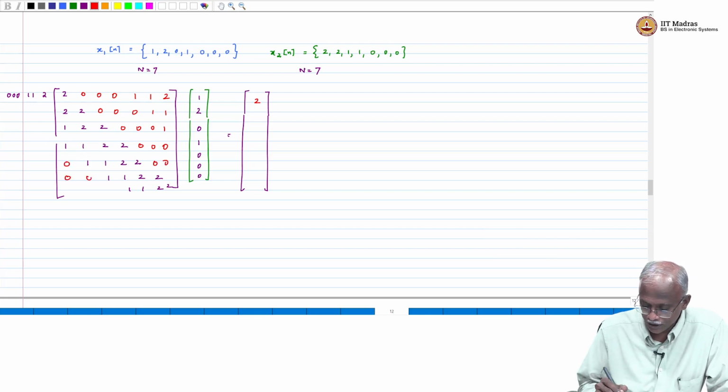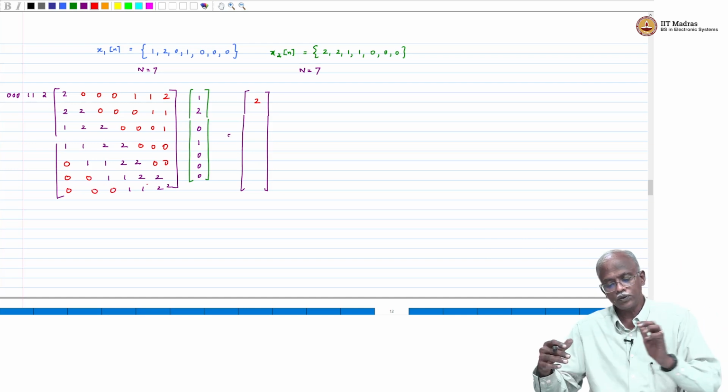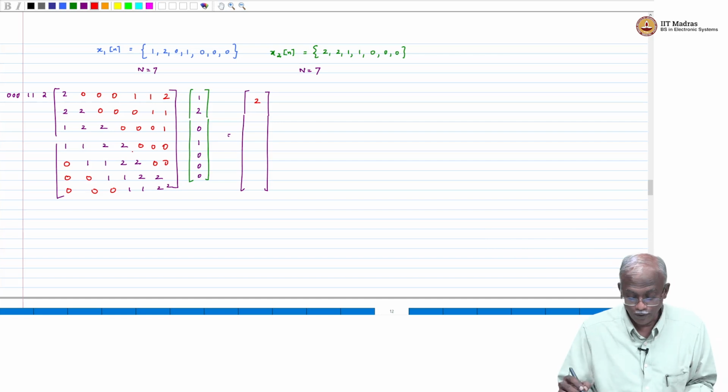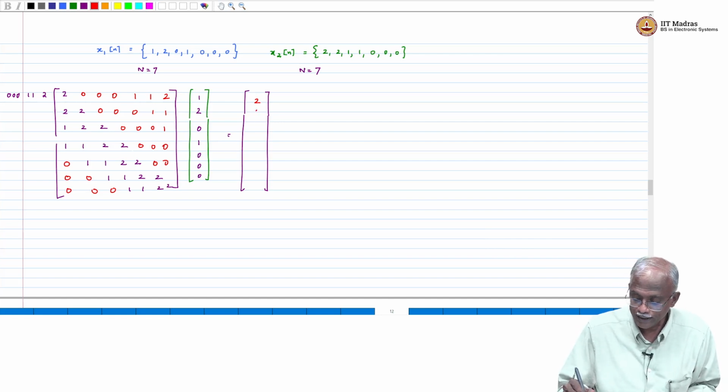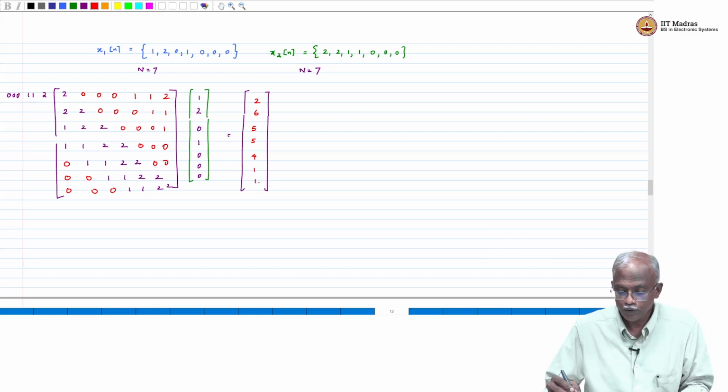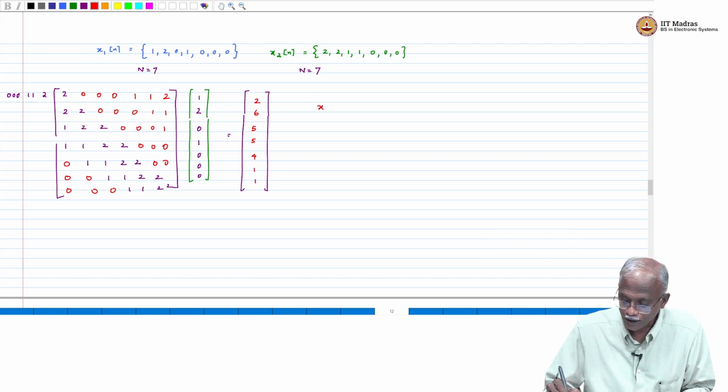This will be 0, 0, and then finally 0, 0, 0. This is how the matrix will look for the circular convolution. Very important. Now please go ahead and do this computation. What you will find is that this will be 2, 6, 5, 5, 4, 1, 1. What did we do? We did the circular convolution.